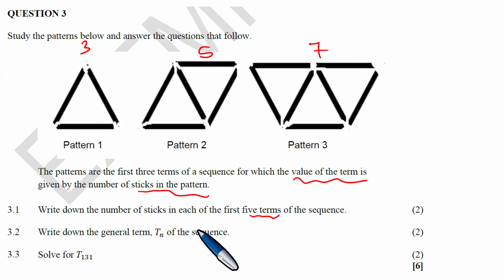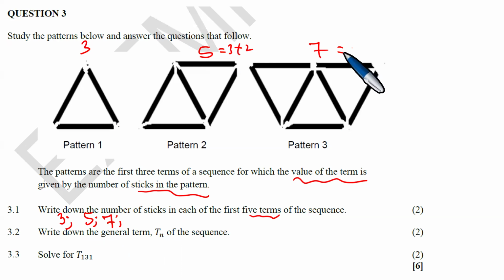Now they're saying write down the number of sticks in each of the first 5 terms of the sequence. First 5. Okay, let's start. The first one is 3, right? The next one is 5. After 5 it's 7. After 7 is what? Okay, so you can see that they're increasing by what? Now it's 3, then it is 5. It increased by 2.